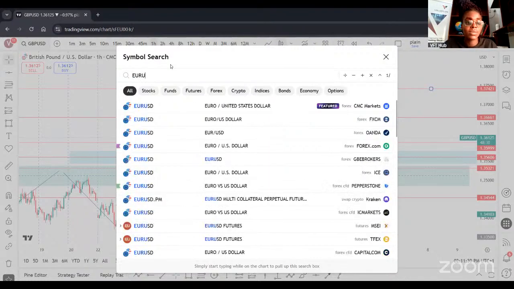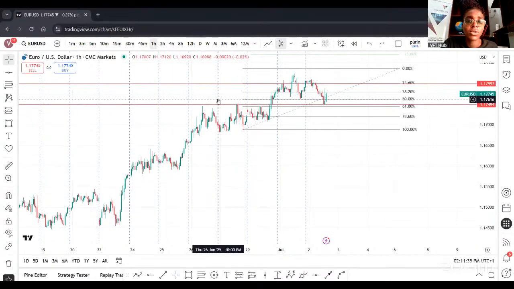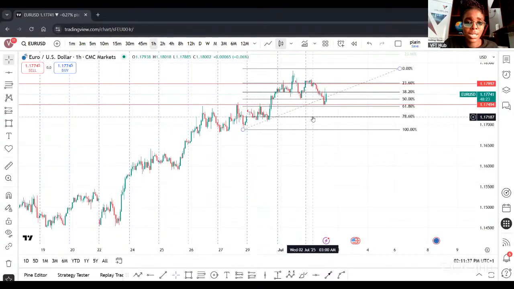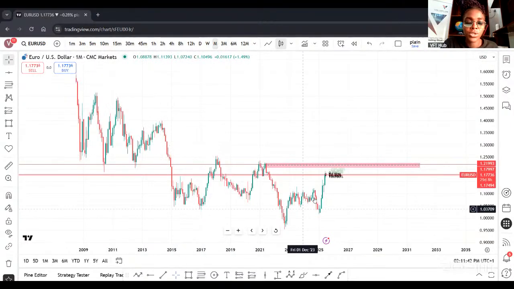Now, the EUR USD being last on the list, we want to just have a recap of what was analyzed and what played out. In the monthly time frame, as seen right here, we've seen even more bearish moves. We've seen a sweep of this liquidity right here.